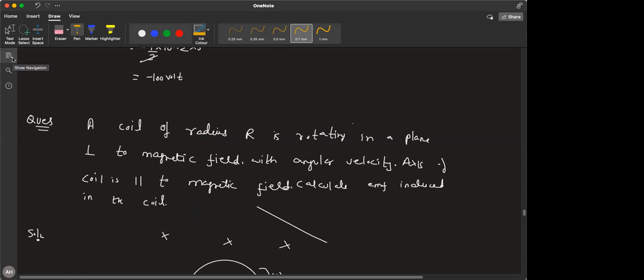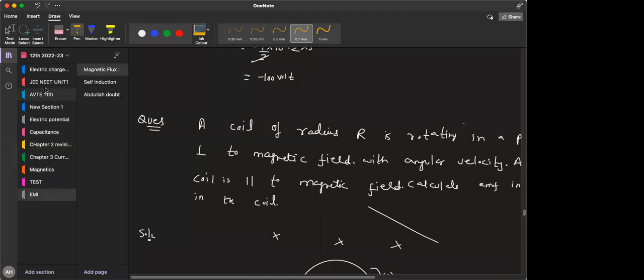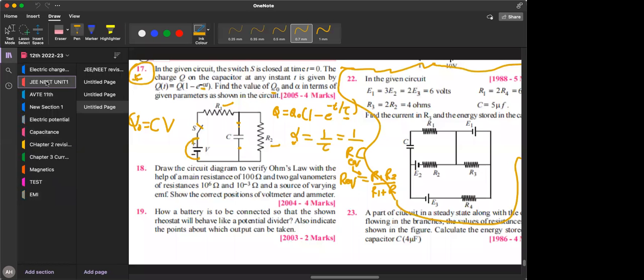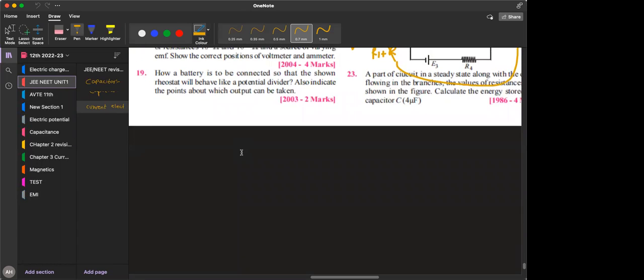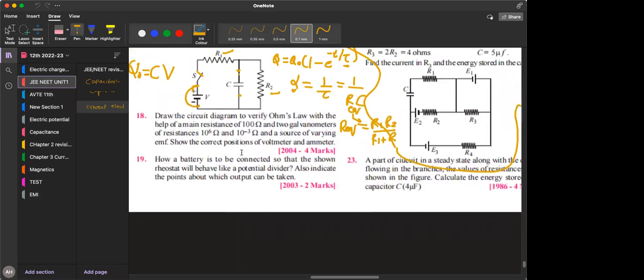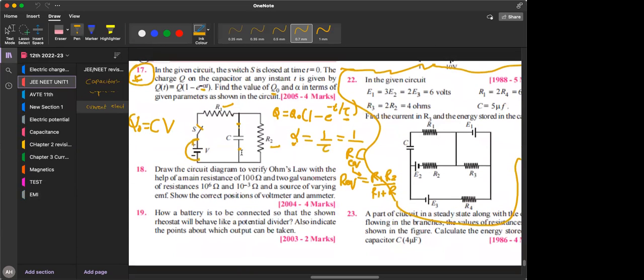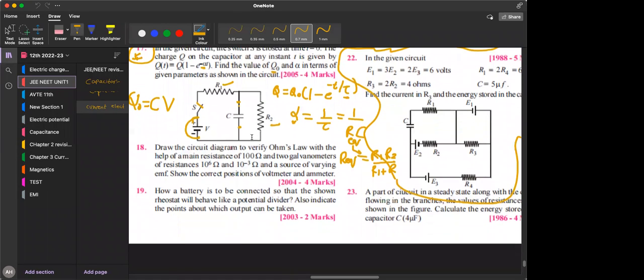Up to last lecture, in current electricity, we have finished RC circuit. In JEE, especially JEE Mains, the chances of getting questions from RC circuit is less. Usually, the type of question that you get from RC circuit is about steady state, or at t equal to 0, at t equal to infinite.